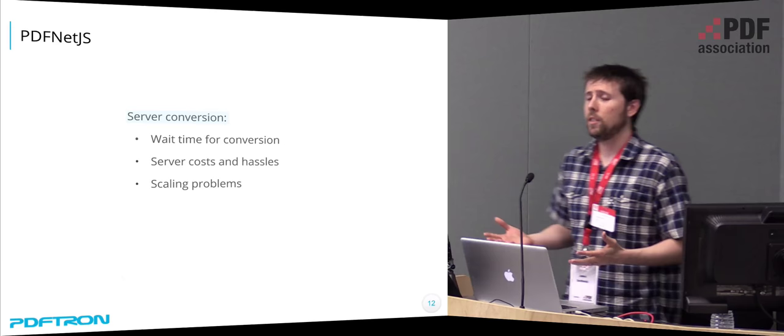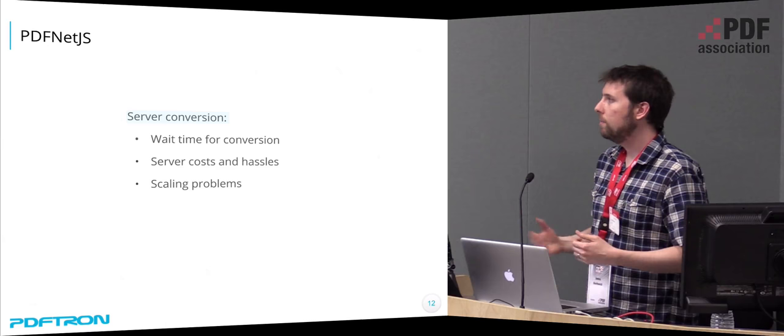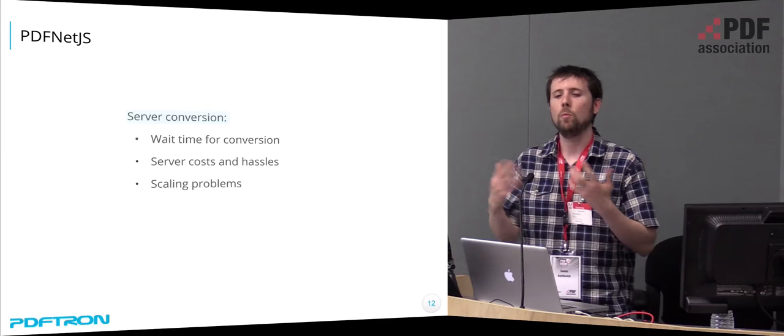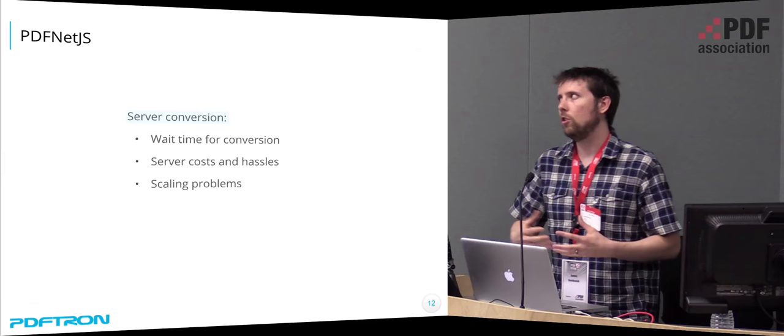When the user wants to do something with the PDF, they have to upload it to the server, and the server has to convert it to some other format, which obviously takes time and costs money, because the more you do this, the more servers you need processing more and more PDFs, which is the scaling problem. So server-based conversion is a bit of a crutch that we're using right now, because web browsers can't deal with PDFs.